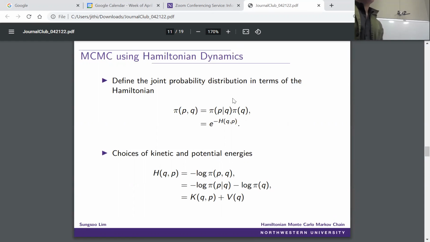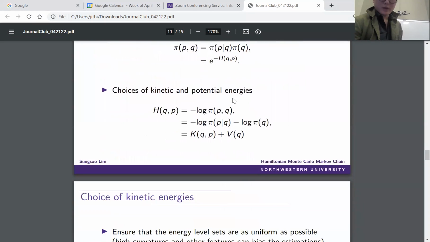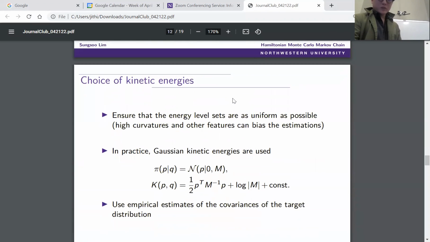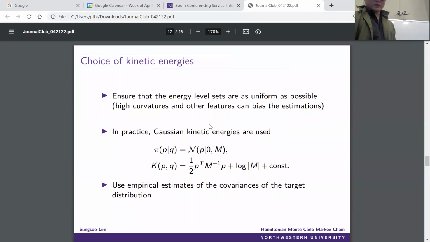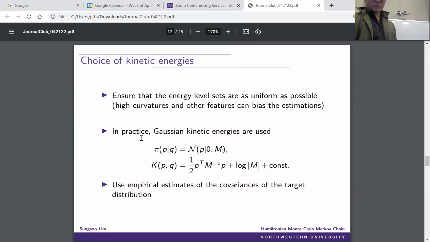How do you pick the momentum variable? What equations are used to pick momentum? I think the momentum comes from the kinetic energy, this conditional probability, and I think they say that practically using a Gaussian is pretty useful, except we have to take care about the shape of the Gaussian.